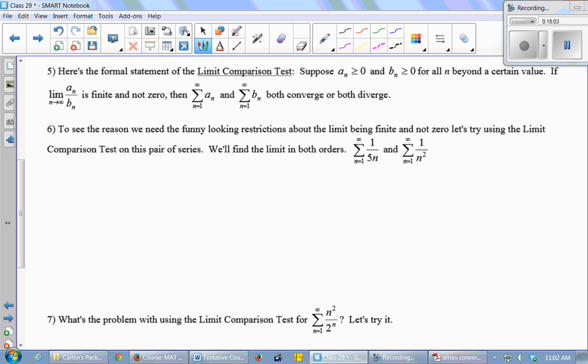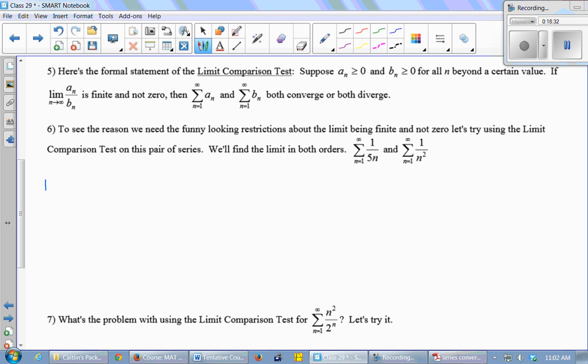So here's a pair of series, 1/5n and 1/n squared. We already know one of them diverges and one of them converges, right? We talked about p series last class. So 1/5n, that's going to diverge. 1/n squared, that's going to converge. So I just want to show you that if you try to do the limit comparison test on these, it's not going to give you a finite non-zero number.